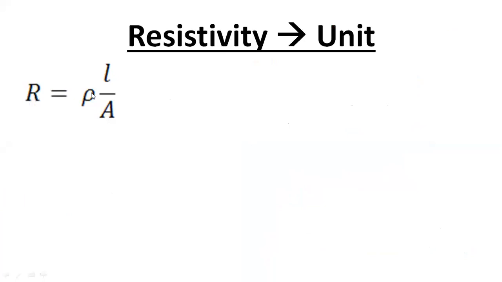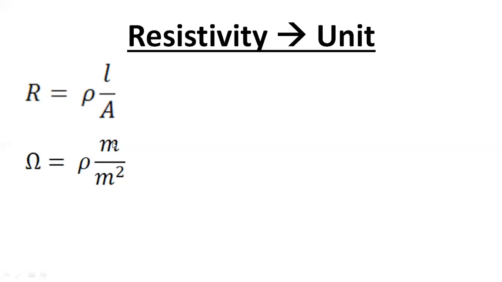Now today we are going to use the same formula to derive the unit for rho, this particular symbol, resistivity. So let me put the units of the remaining ones. We are trying to derive the unit for rho, so we put the units of R, L and A. R is resistance, which we measure in ohm, so I have written ohm. This is length, measured in meters, so I have written meters. Area is measured in meter square, so I have written meter square, right?